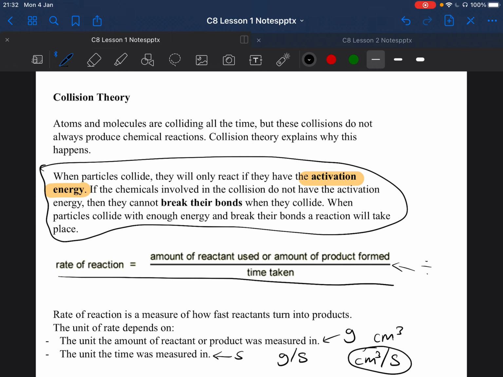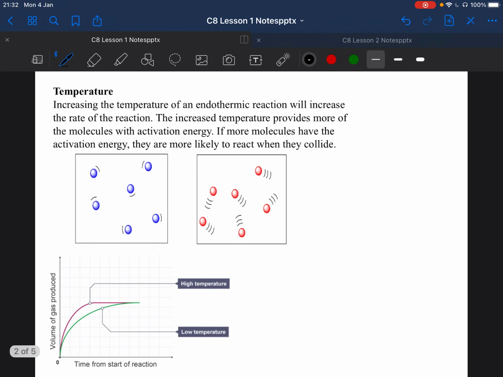I said before that there are four factors that we need to look at that affect the rate of a reaction. The first factor that we're going to look at is temperature. When we talk about temperature, what we're really talking about is the number of molecules that, again, have that key part, that activation energy. So if you increase the temperature of a reaction, particularly an endothermic one, this will not work if it's an exothermic. If you increase the temperature of an endothermic reaction, the rate of reaction goes up. The increased temperature gives the molecules more energy.